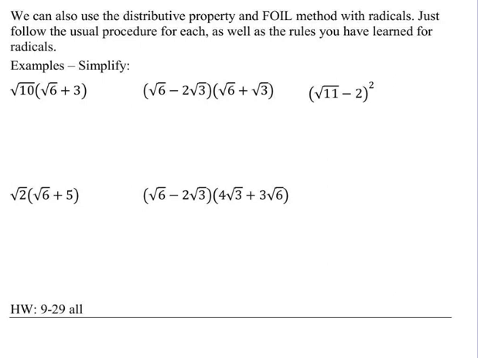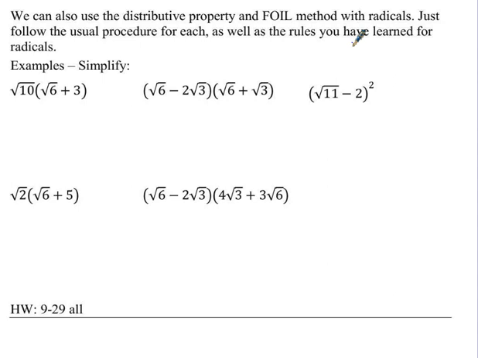So we can also use the distributive property and FOIL methods with radicals. Just follow the usual procedure. With the distributive property, you distribute. With FOIL, you do the first, outer, inner, and last terms. And then simplify things down. So you're going to FOIL and distribute, but also use the rules for simplifying radicals once you're done. So there's a couple extra steps here sometimes.